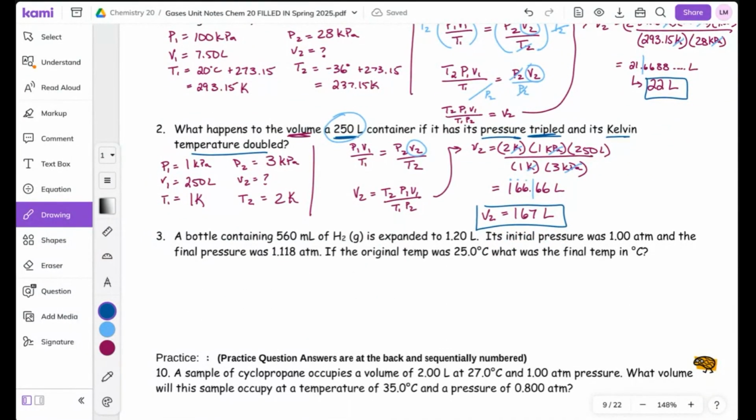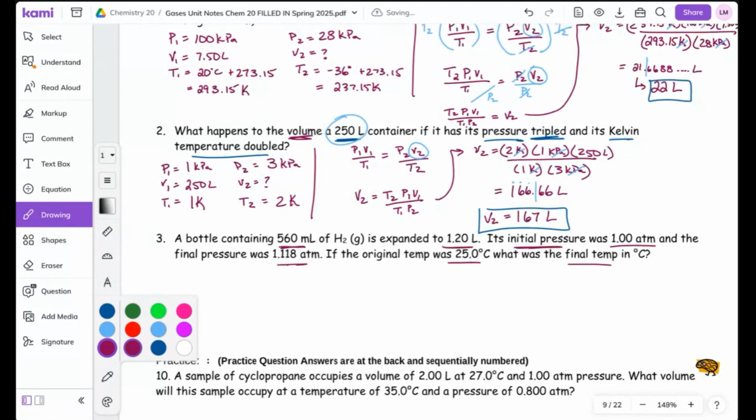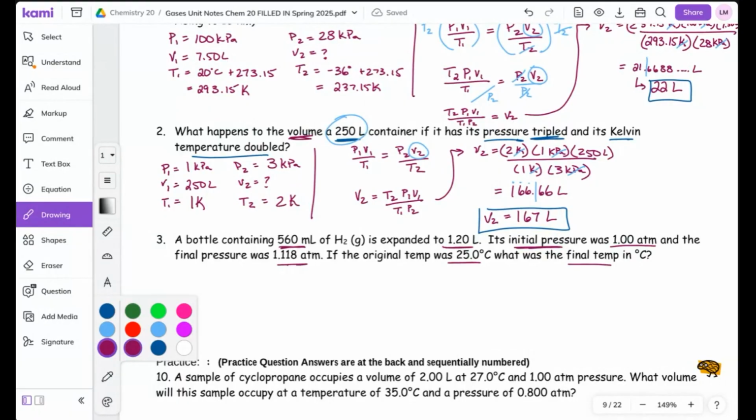All right. Example number 3, we have a bottle containing 560 milliliters of hydrogen gas, and it expands to 1.20 liters. Its initial pressure was 1 atmosphere, and the final pressure was 1.118 atmosphere. If the original temperature was 25 degrees Celsius, what was the final temperature? Okay, so each sentence kind of organizes together what's happening with volume, and then pressure, and then temperature.